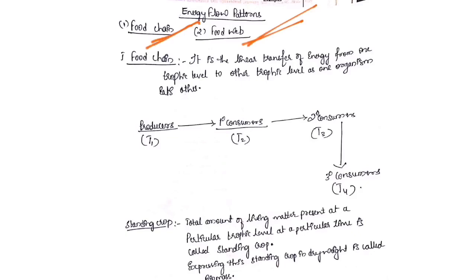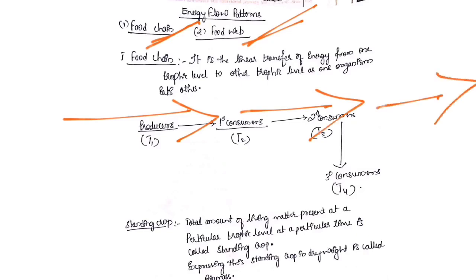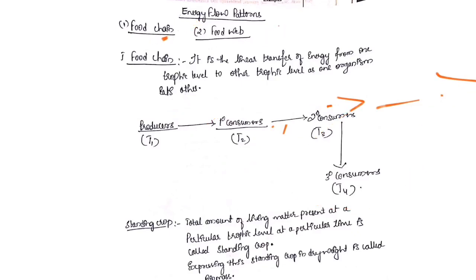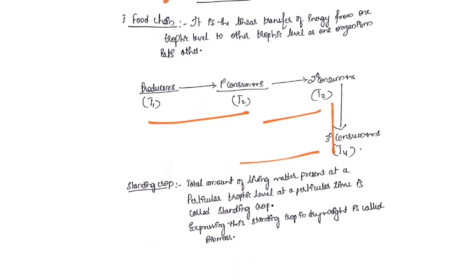What is a food chain? It is the linear transfer of energy from one trophic level to another trophic level as one organism eats another organism. No interlinkages, just linear transfer of energy. As one organism eats the other organism, the energy is transferring from one trophic level to another in a linear way. It is known as food chain. So here the producers form the first trophic level, the energy enters the second trophic level, from the second to the third, third to fourth, and fourth to decomposers. It is known as food chain.